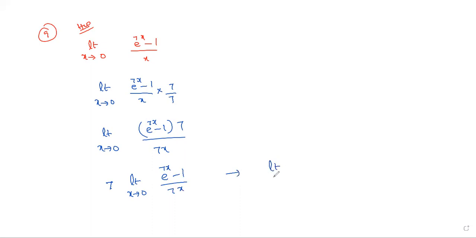That is the formula: limit x tends to 0, e power ax minus 1 by ax. That is the value 1. So all of this value is 1, and the answer is 7.